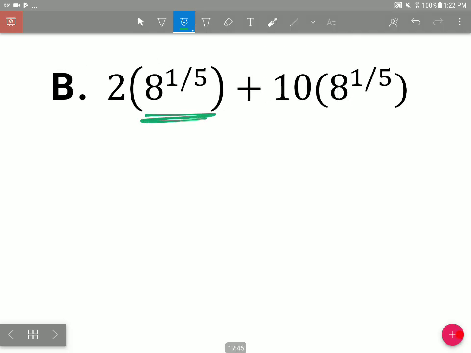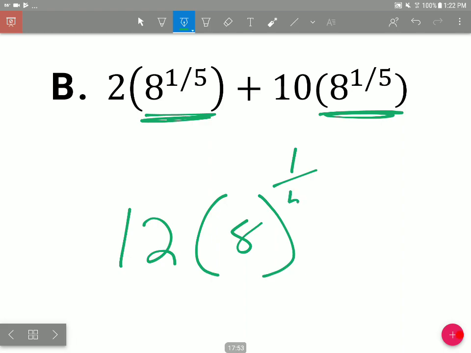Are these identical roots? Yes. So what's 10 plus 2? So 12 times 8 to the 1/5. And if you put the 1/5 inside versus outside the parenthesis, it doesn't matter. It's still 8 to the power of 1/5. Cool? I'm just using it as a separator between the 12 and the 8. Cool? Told you this was easier.